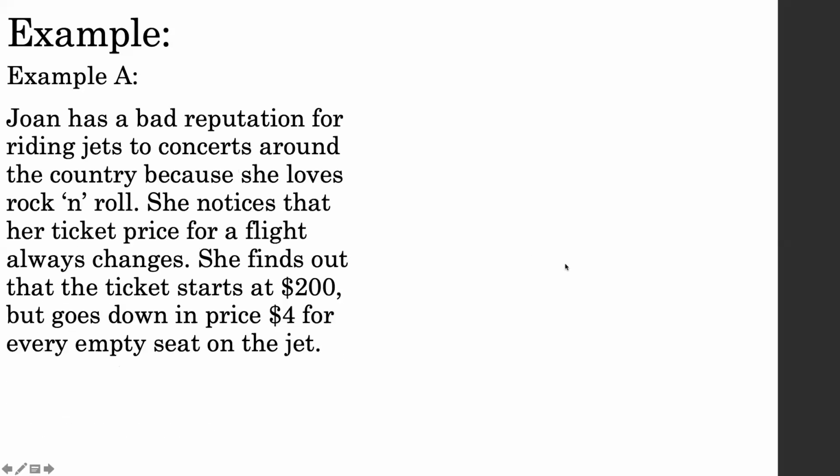All right, so this is the example we worked with on the last set of notes, about Joan and riding her jets because she likes her rock and roll. Now, when we talked about that, we came up with a function rule that looks similar to this. We used x instead of e, but similar concept, right? So it was negative 4x plus 200, or in this case, negative 4e plus 200. Remember how I said you could do different variables if you wanted, but typically we stick with x, and that's okay. So in this situation, would this be continuous or discrete data?